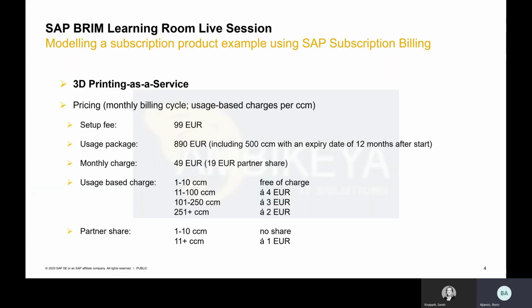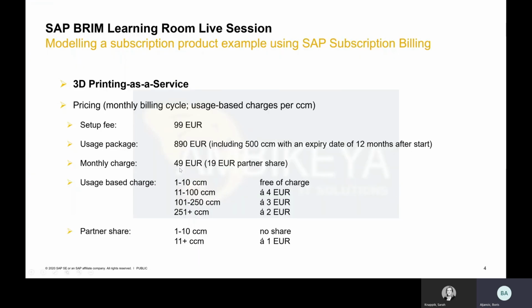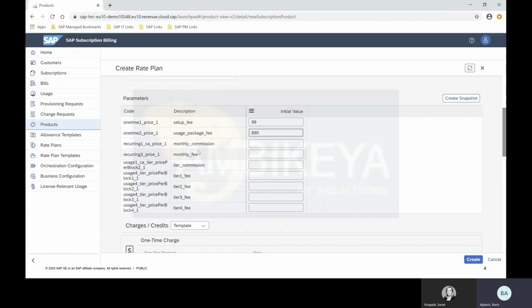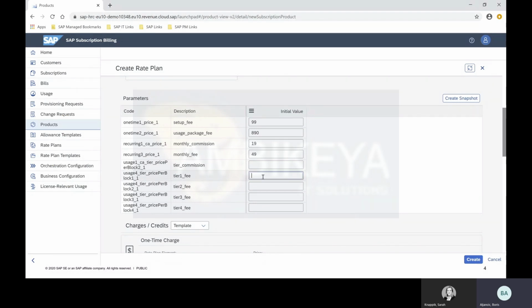If I go back, setup fee is 99 euros and usage package fee should be 890. So setup fee 99, usage package 890. Then monthly is 49 and there's a partner commission of 19. So monthly fee 49 and monthly commission 19. So then we go to the usage-based charges. Usage-based charge, the first tier is free of charge, and then tier 2 is €4, tier 3 €3, and tier 4 €2. So tier 1 is free, so it's 0. Then it's €4, €3, €2.